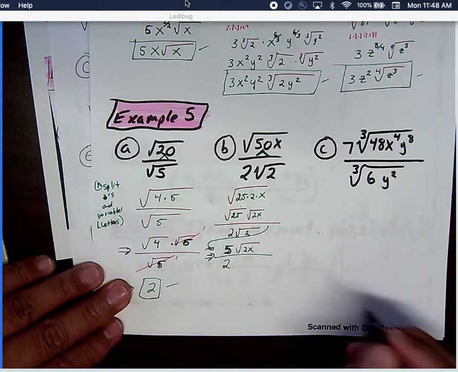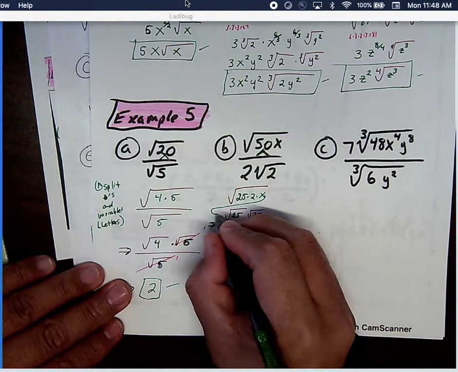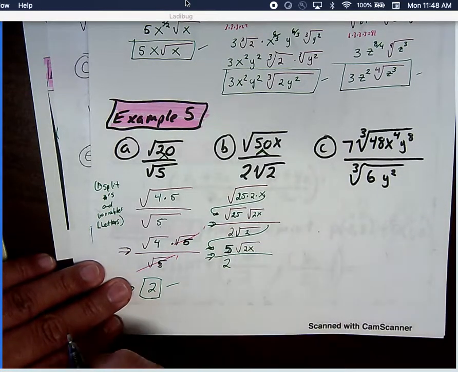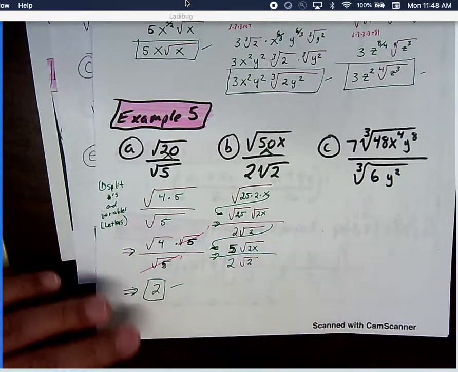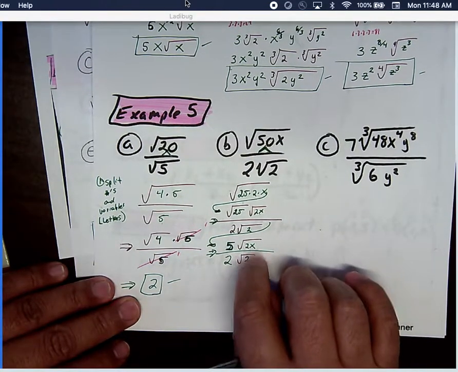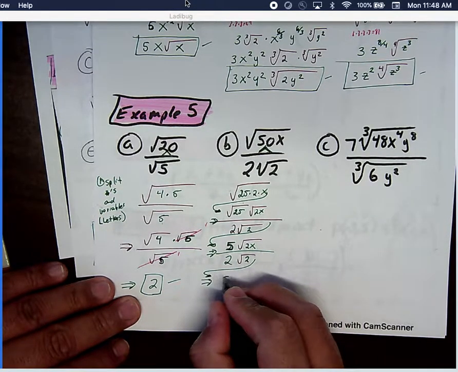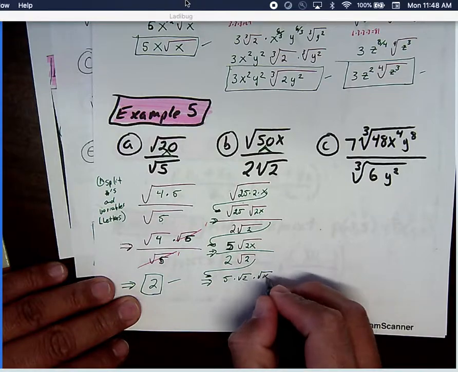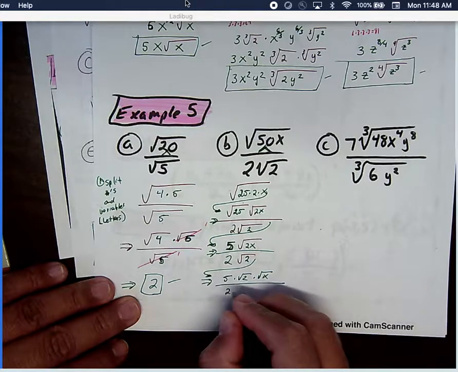So this is where we're going from here. Now that one, we still have that square root of 2. You know what? I should have separated them because it was going to work perfectly. If you notice, you can actually cancel this. So I'm going to separate these anyway because it does help. So 5 times square root of 2 times square root of x. I just split this one using the rule. And then 2 square root of 2.